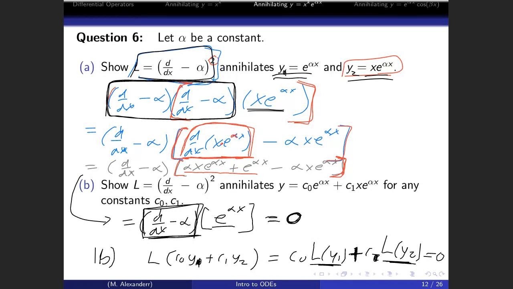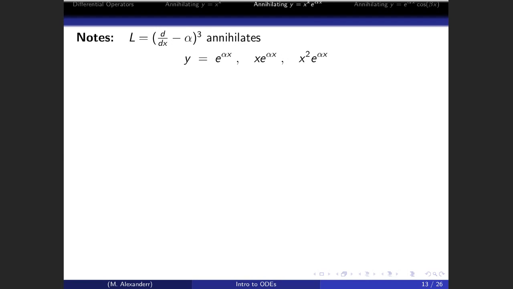L can be applied to the first term and to the second term, and not only that, you can actually factor the constants out. All right, so that's another example for the second type of operator. And now I'm going to just give you the information here for this one.